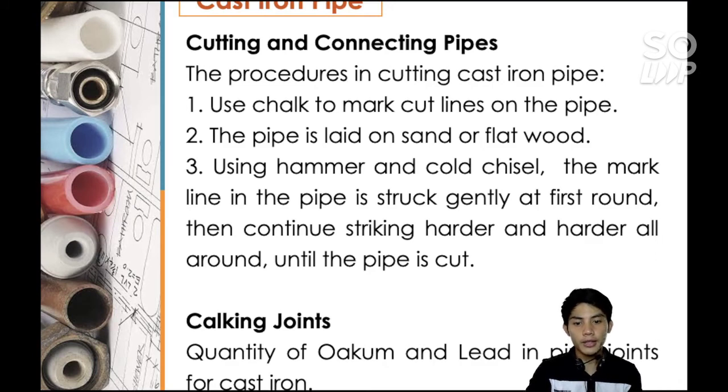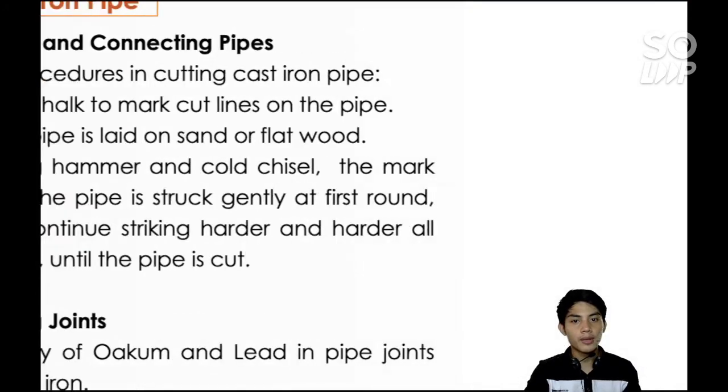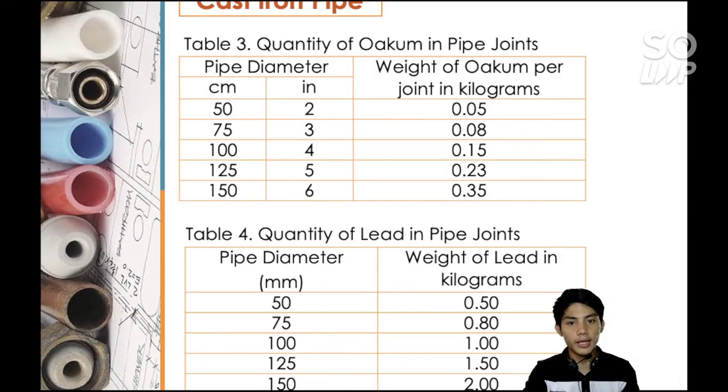Then caulking joints, quantity of oakum and lead in pipe joints for cast iron. So that is caulking joints. This table right here is the quantity of oakum in pipe joints: pipe diameter and their corresponding weight of oakum per joint in kilograms. Then Table 4, we have quantity of lead in pipe joints. So the pipe diameter right here, then weight of lead in kilograms.